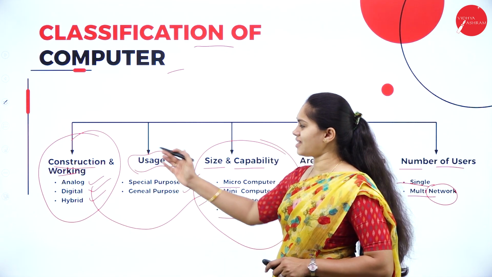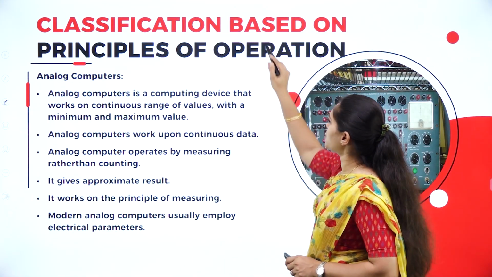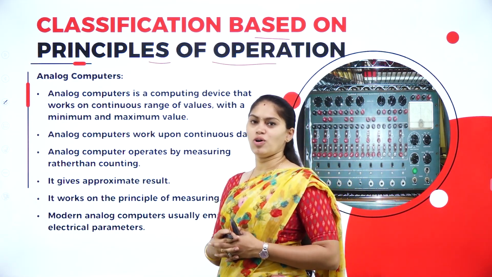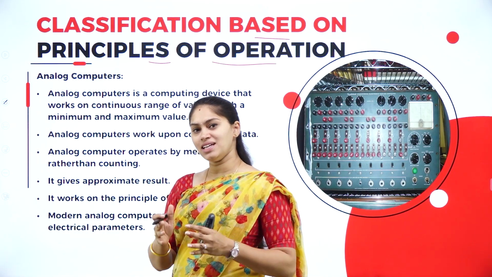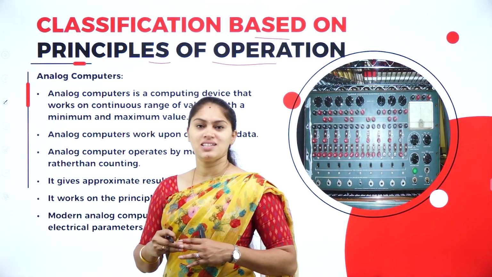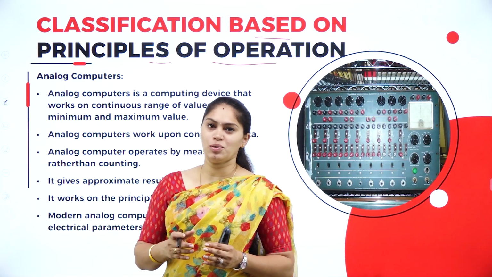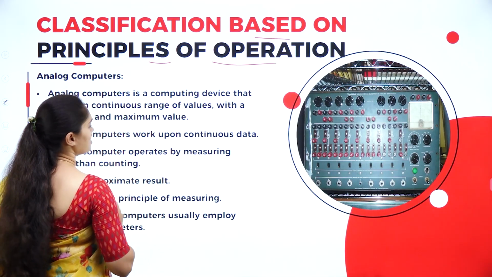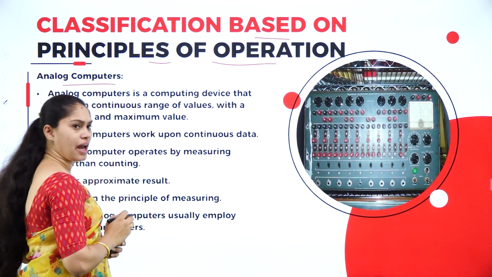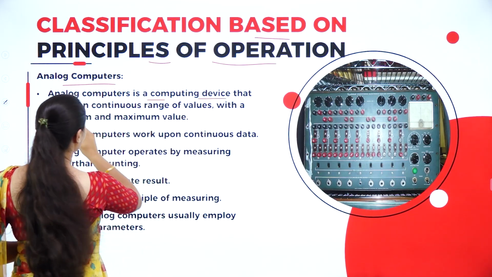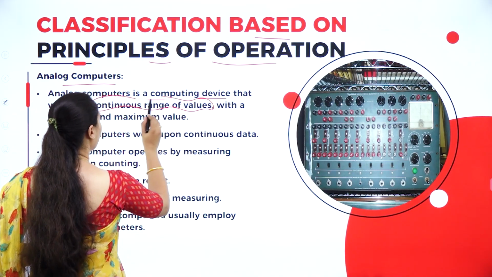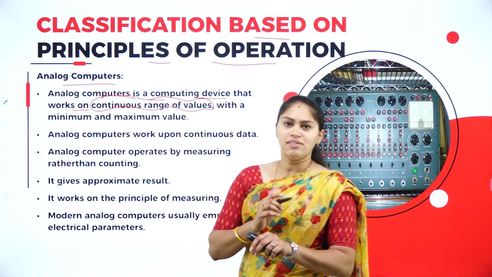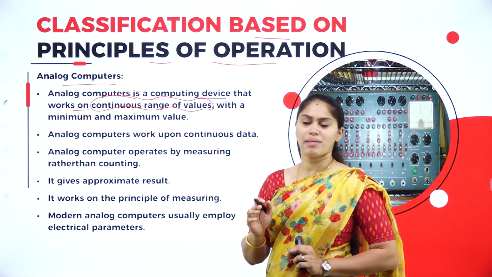Let me get into the first thing, the classification of computers based on the principle of operation. How will it operate? What is its functionality? Based on that, we have the analog computer, digital computer, and then hybrid computer. As the name indicates, analog means the values will be continuous in range. So the analog computer is a computing device that works on a continuous range of values. If you see your watch, which is analog in nature, it has values in a continuous manner.